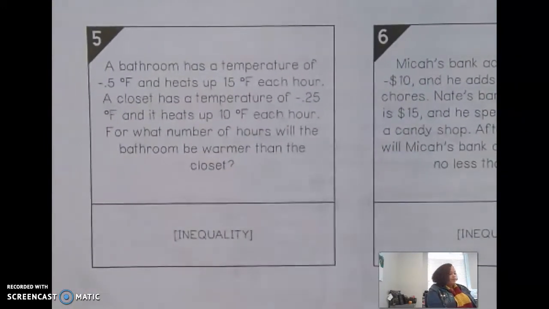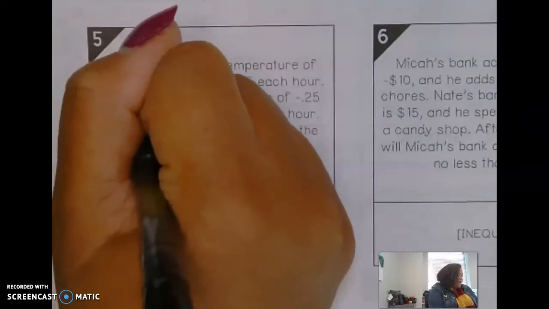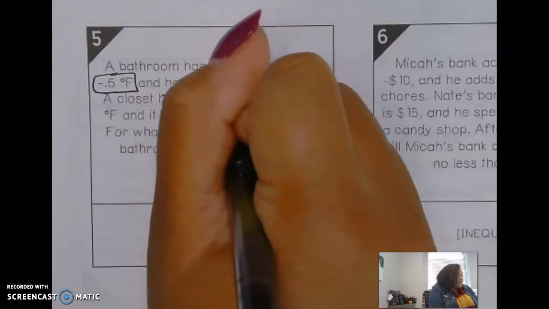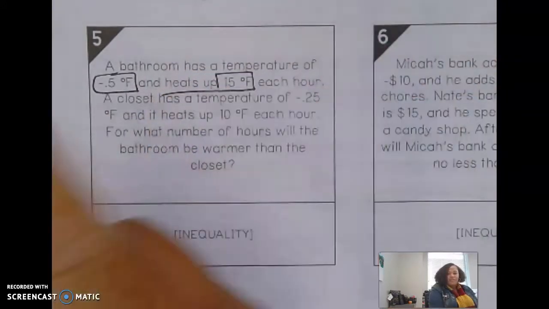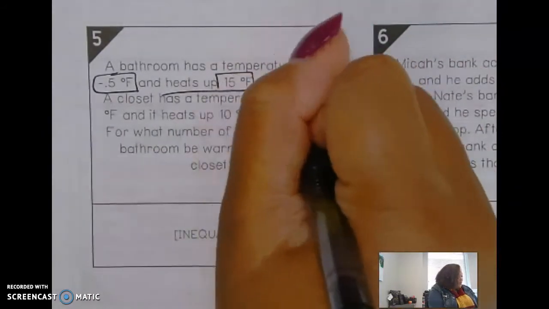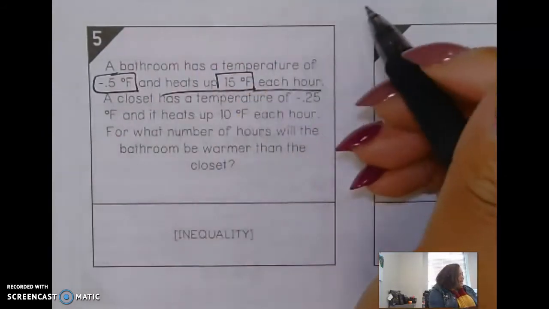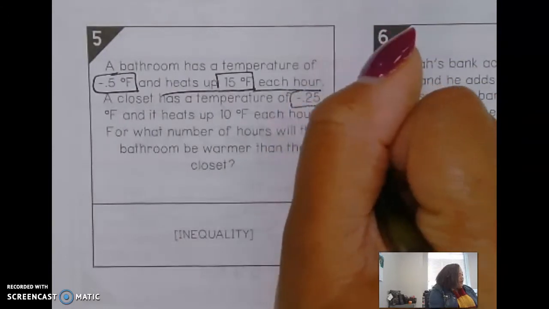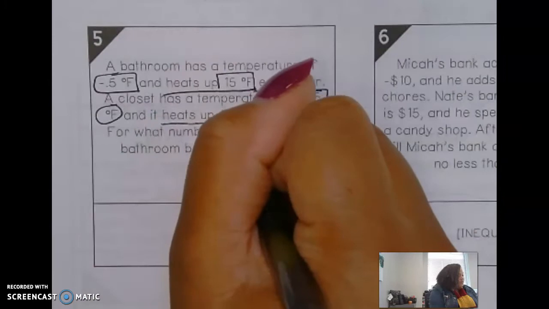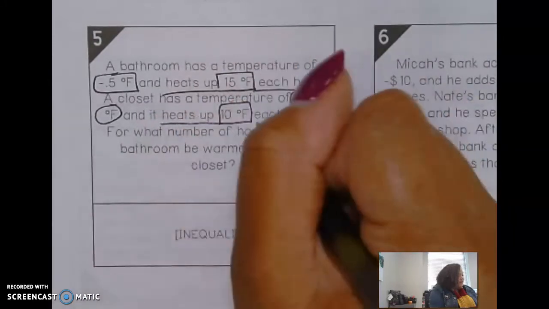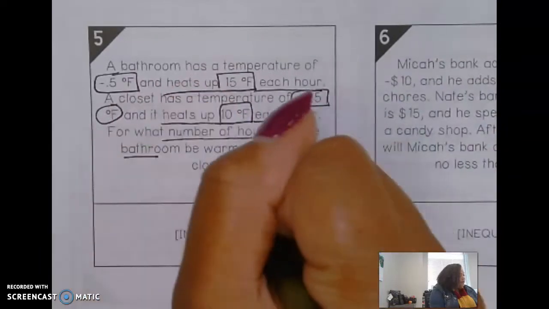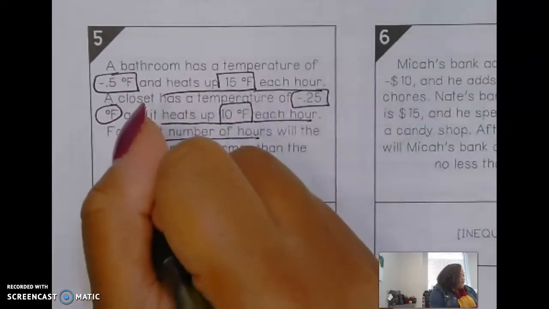Okay, a bathroom has a temperature of -0.5 degrees Fahrenheit and heats up 15 degrees Fahrenheit each hour. That means my temperature is going up. If my temperature is high, it's hot each hour. A closet has a temperature of -1/4 degrees Fahrenheit and heats up, it's rising, 10 degrees Fahrenheit each hour. For what number of hours will the bathroom be warmer than the closet?